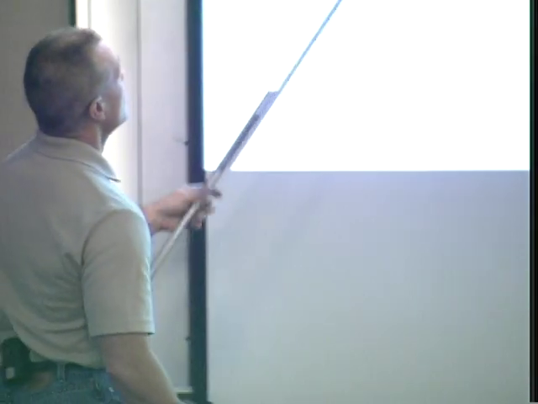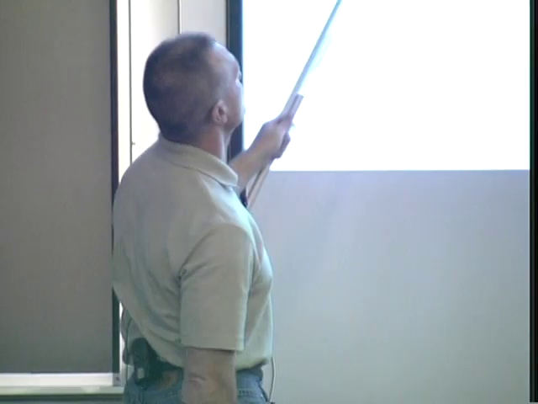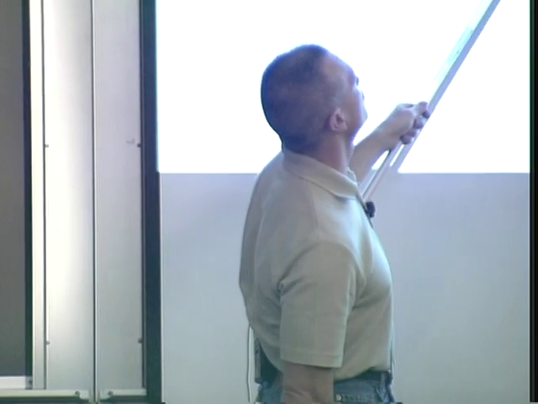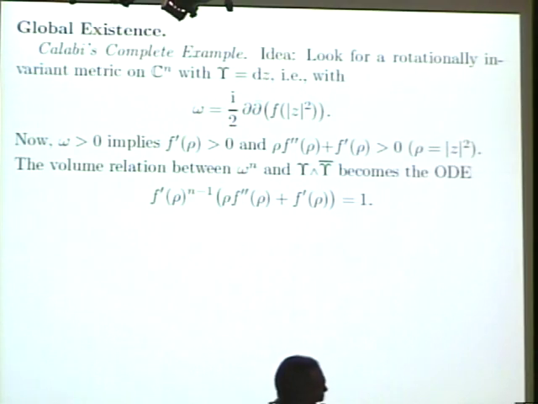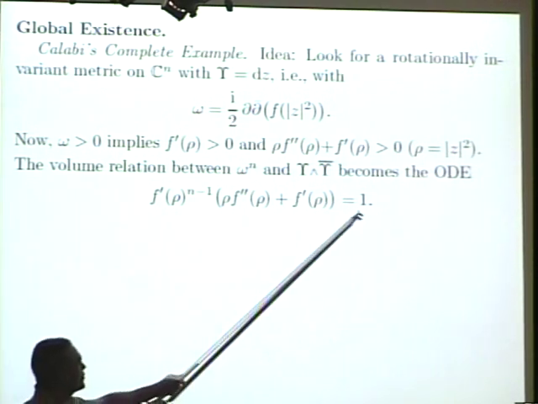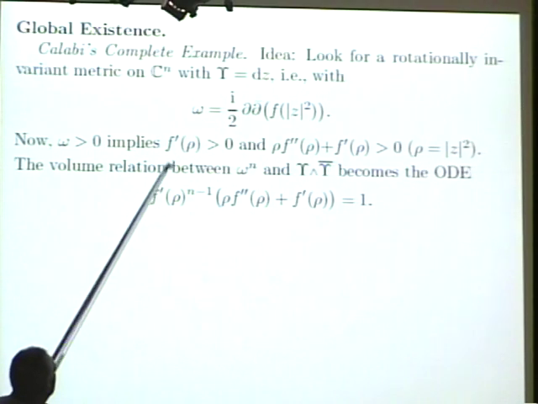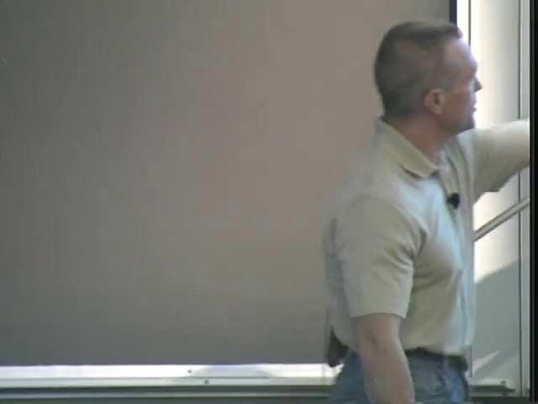First of all, will omega actually be positive? Will it satisfy the positivity condition? If you expand this out, you'll see that you need two conditions. First of all, f prime has to be positive. And second, this funny combination, rho f double prime plus f prime, has to be positive. Those are the conditions you need to get omega to be a positive (1,1)-form. Now if you plug it into this volume relation here and expand it out, you'll get this equation. This is a determinant. In fact, the eigenvalues of the matrix are n-1 eigenvalues of this one and 1 eigenvalue of this one. The product, the determinant, equals 1. That's why those have to be positive.